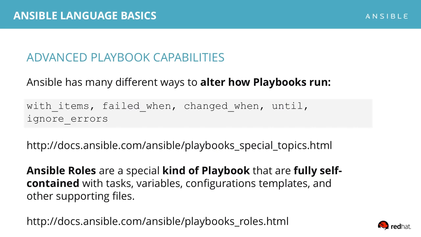Beyond altering playbooks with variables, there are a number of ways to change how individual tasks are executed on your target hosts. We can loop and apply conditionals to any task. Ansible also has the concept of a role, which is a special kind of playbook that is fully self-contained and portable. A role can include things like tasks, variable files, configuration templates, and other supporting files that are needed to complete a complex orchestration. The docs have more information on roles, and we created Ansible Galaxy as a repository for user-generated Ansible role content. We'll talk more about Galaxy in a few minutes.